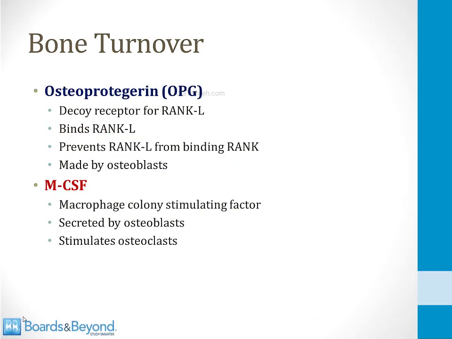Two other ways by which osteoblasts control osteoclasts are shown in this slide. The first one is osteoprotegerin, or OPG. This is a decoy receptor for the RANK ligand. It's made by osteoblasts, and it binds the RANK ligand and prevents the RANK ligand from binding to RANK on osteoclasts. Osteoblasts can also make MCSF, which is macrophage colony stimulating factor. Osteoblasts can secrete this, and this will stimulate osteoclasts.